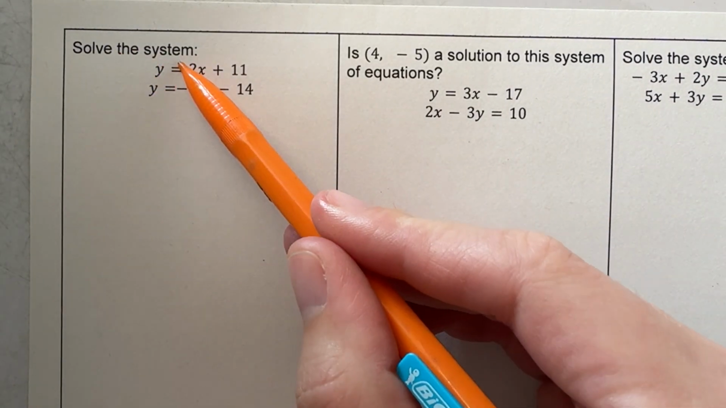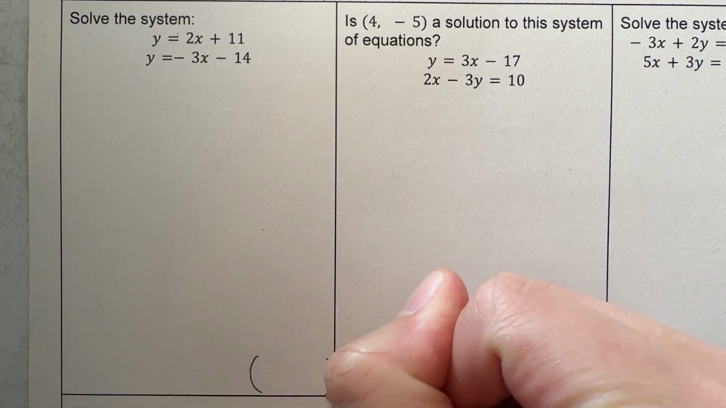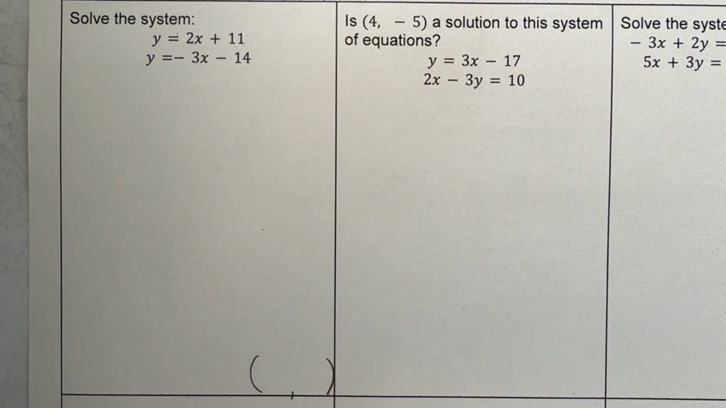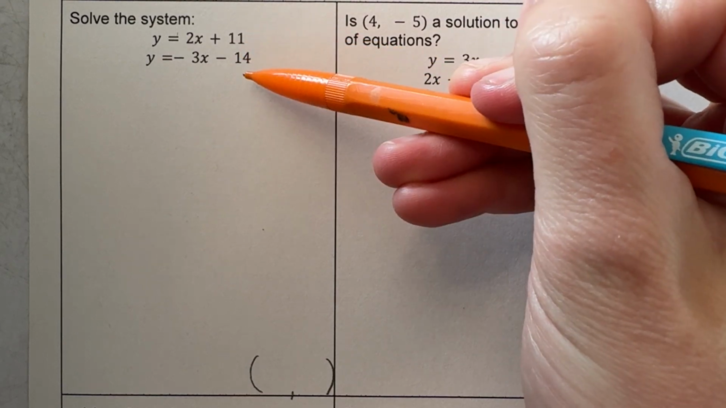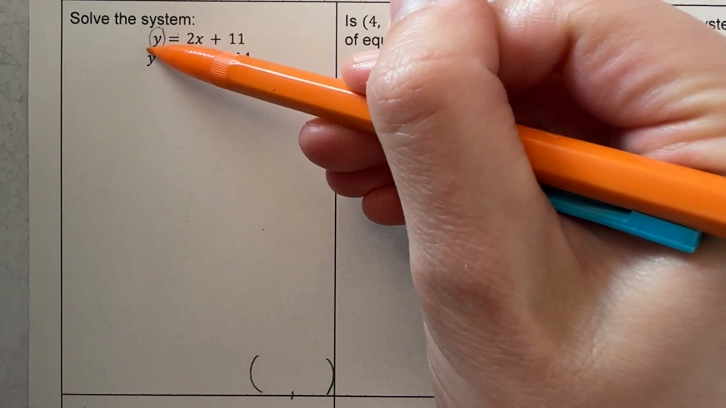Right, it says solve the system. Okay, so remember, whenever I'm solving a system, I'm looking for both the x and the y value. My goal is always to set up a situation where I have an equation that just has one variable in it. So in this case, I notice that this y and this y are the same.